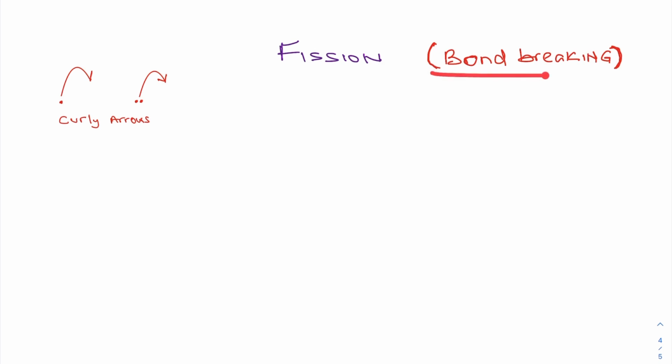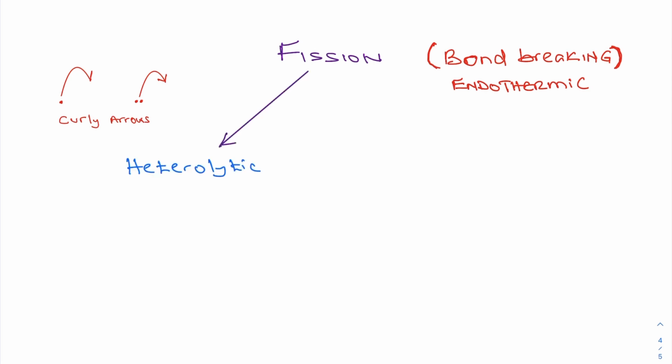But first, we're looking at fission. Fission means bond breaking. When you're breaking a bond, you are putting energy into the system in order to break it. Therefore, it's endothermic. Energy in. So fission is endothermic and it's bond breaking. There are two types of fission: heterolytic fission and homolytic fission. So let's look at heterolytic fission.